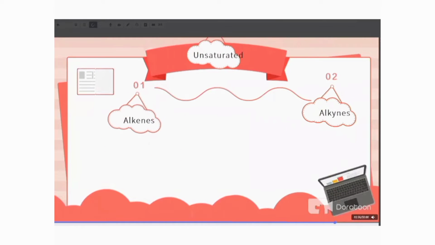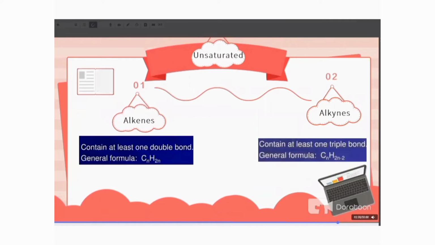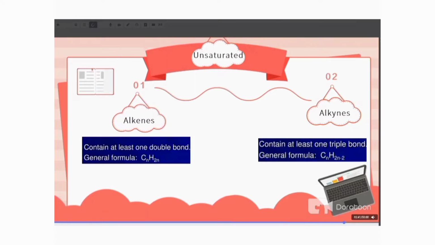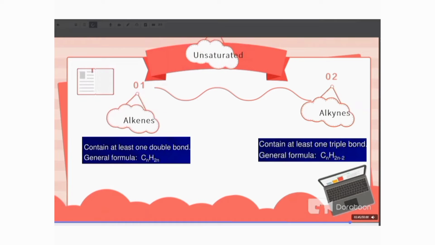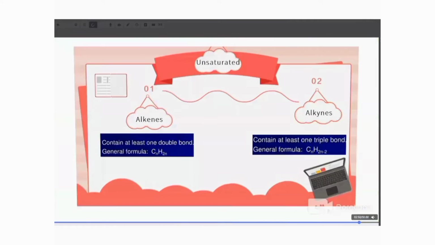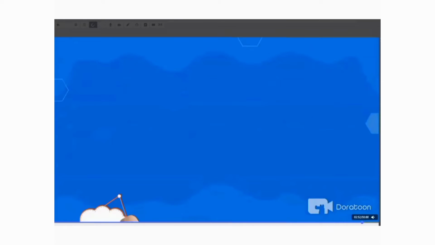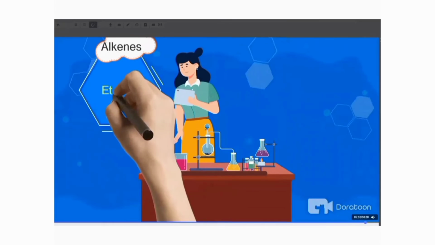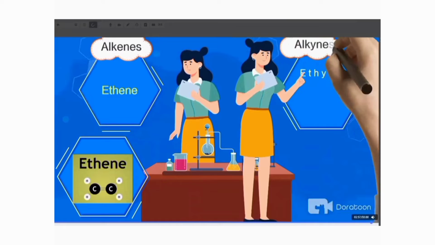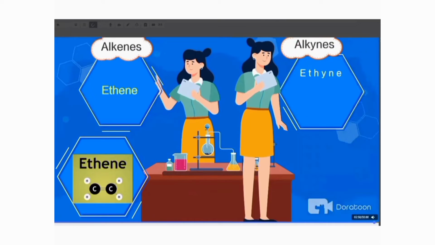Unsaturated hydrocarbons are divided into two groups. They are alkenes and alkynes. Alkenes contain at least one double bond and have the general formula CnH2n. And alkynes contain at least one triple bond and have the general formula CnH2n-2. The example for alkenes, we have ethene, and for alkynes we have ethyne.